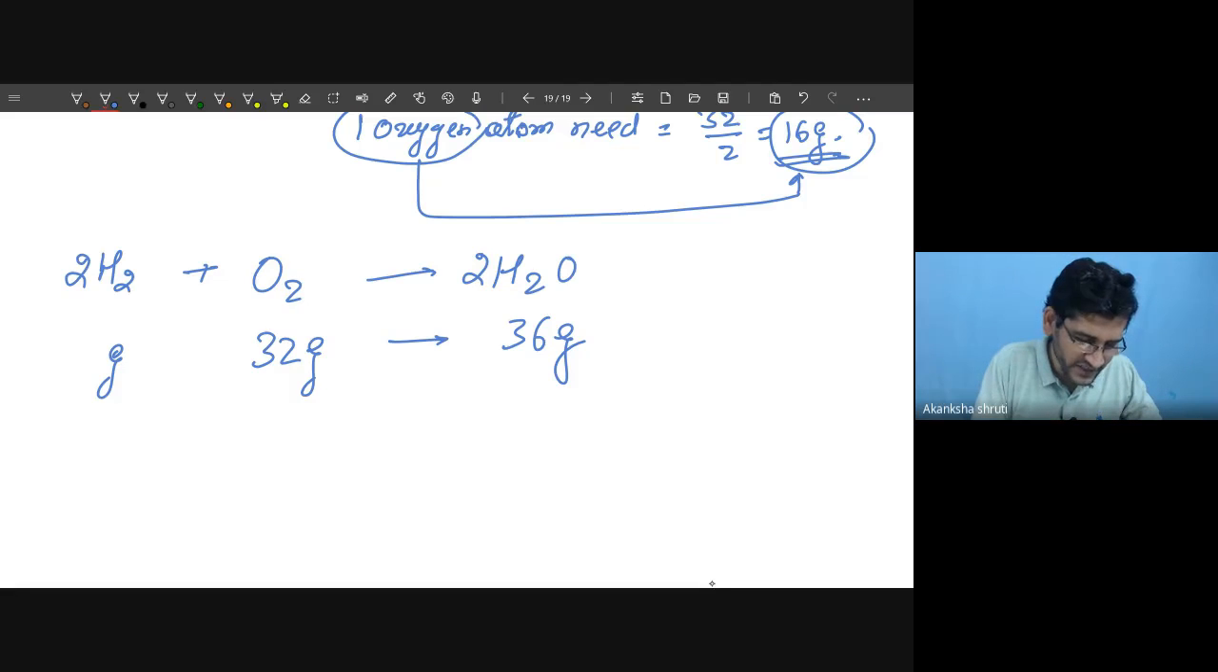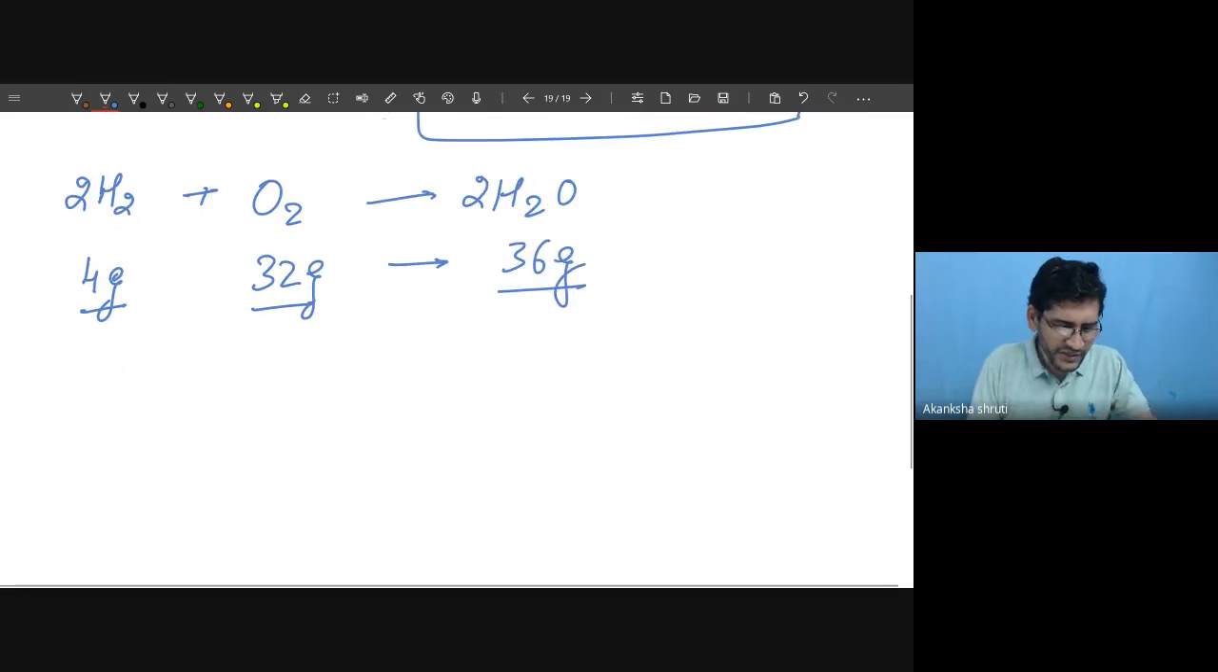So it was found that it is 2 gram. Hydrogen is 1, but total 4. So it is 4 gram, because 4 plus 32 is giving us the 36. That way we can also verify.